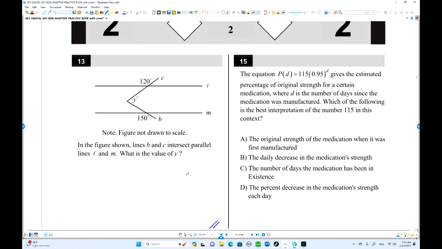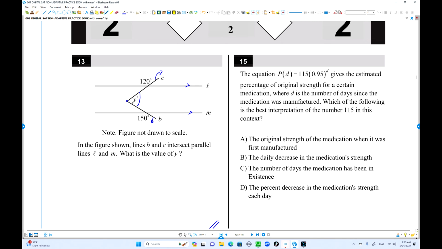All right, number 13. So BC intersects parallel lines. What is the value of y? The angle between these two transversals. We say the name of these two lines is a transversal, okay? These two lines are parallel. Very popular in geometry. They are parallel, and the transversals intersect at a point here.